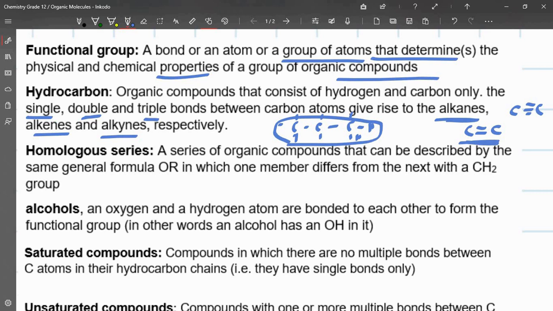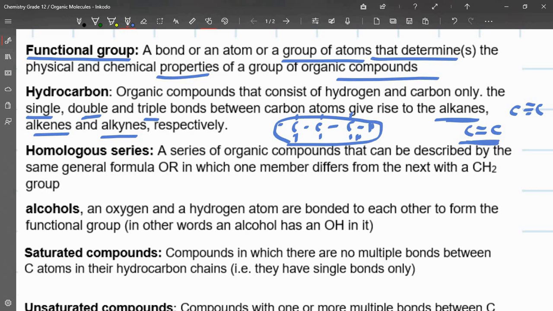Okay, so what is a homologous series now? A homologous series is a series of organic compounds that can be described by the same general formula, or in which one member differs from the next by a CH2 group. Basically, a functional group gives the name of a homologous series, and these groups of organic compounds have the same general formula, or just a slight difference.